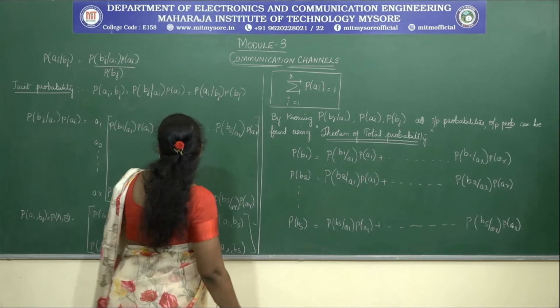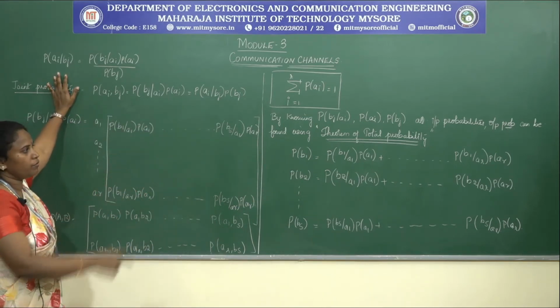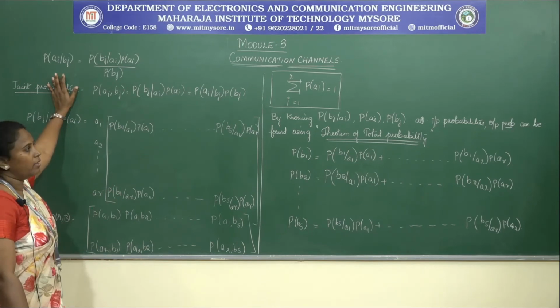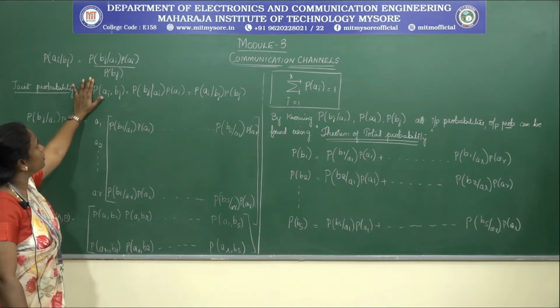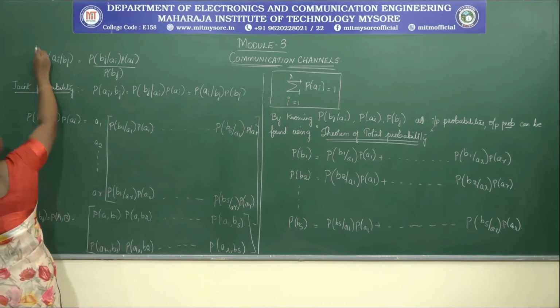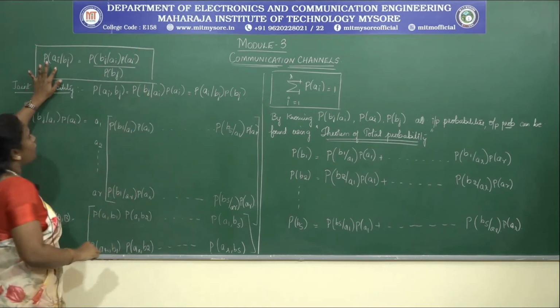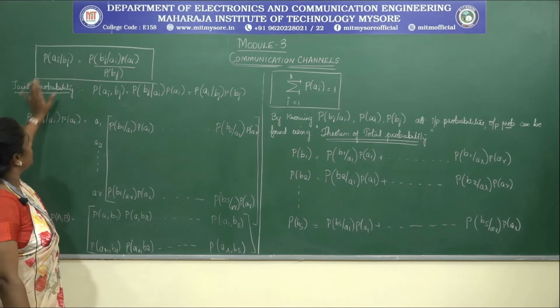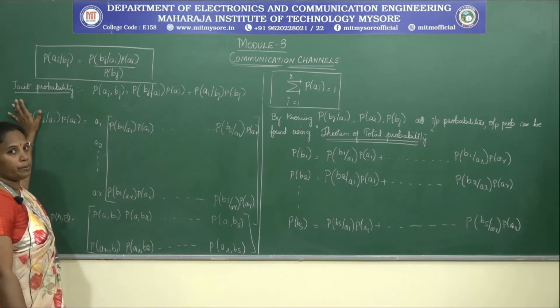And then next we have the condition. So we know how to find P of Bj by Ai. Suppose you want to find P of Ai by Bj, then this is the formula we are going to use, that is P of Bj by Ai into P of Ai divided by P of Bj. So this is to find P of Ai by Bj.